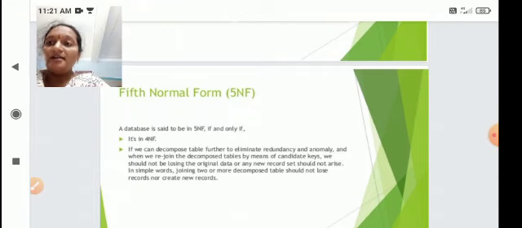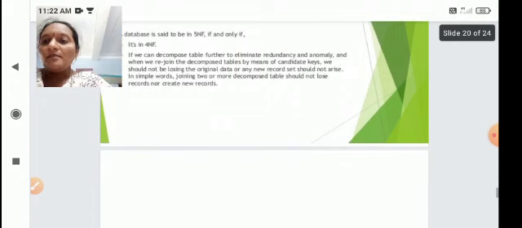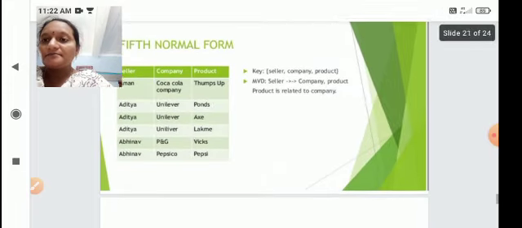I already told this. When we decompose one table into multiple tables, we don't get any data loss, and we don't get any new records or new data in our tables. Normalization's main concept is to reduce data redundancy, but we don't add any new records into the multiple tables.